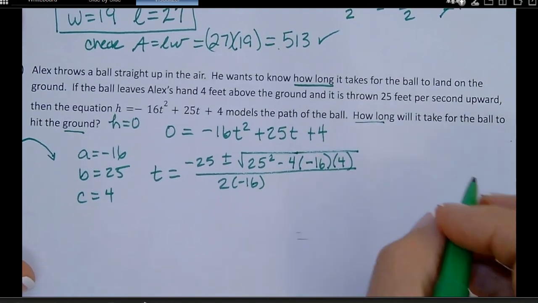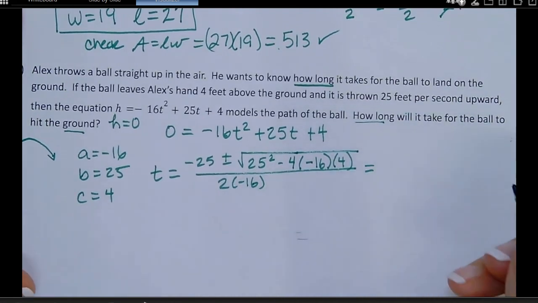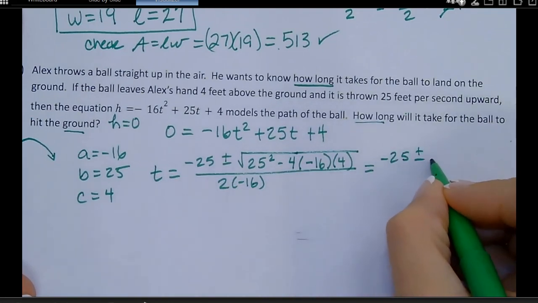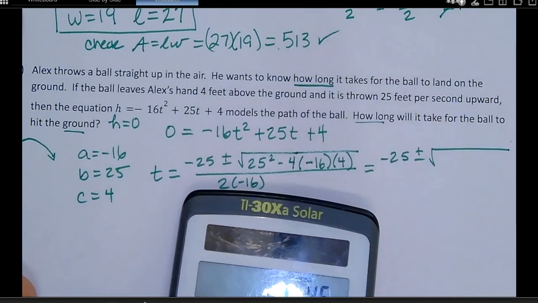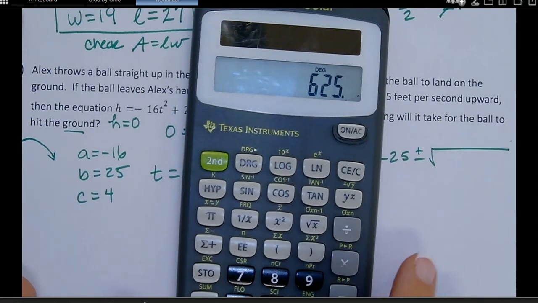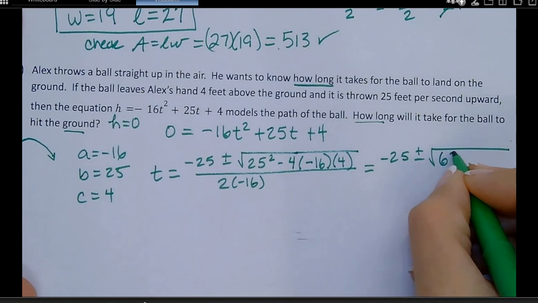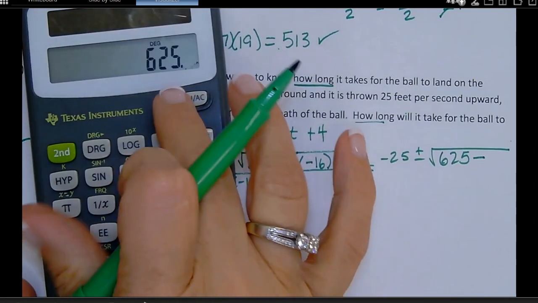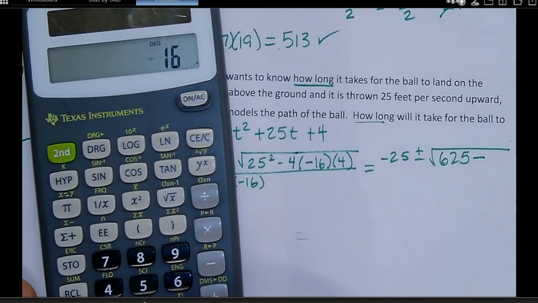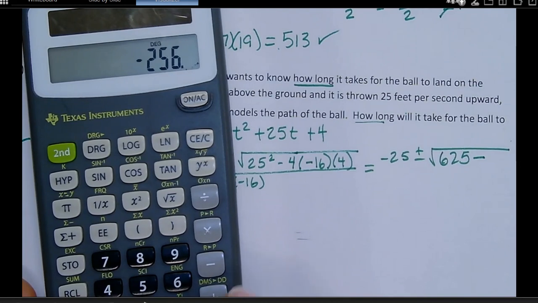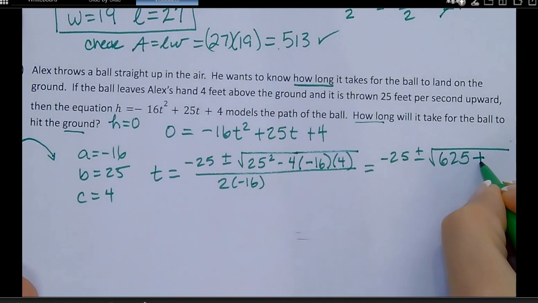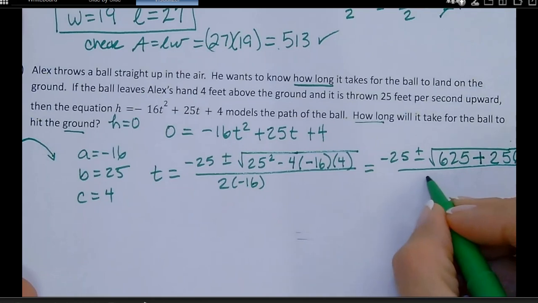So I have a big old equation that I'm working with, and I'm going to use a calculator to help me. So I have time equals negative 25 plus or minus the square root of, well, 25 squared is 625, minus 4 times a times c. So 4 times negative 16 times c, which is 4 again. So that's minus negative 256. Minus a negative is really plus, right? So plus 256, all over 2a.